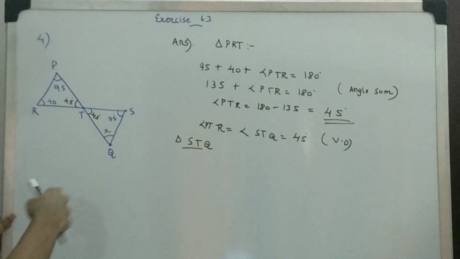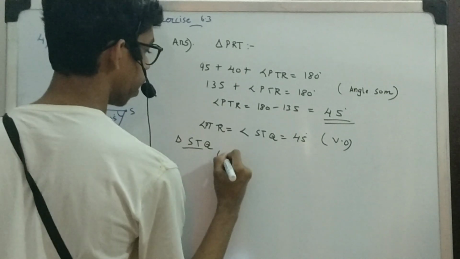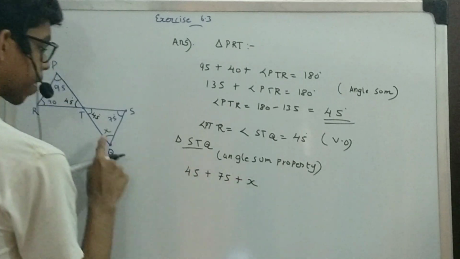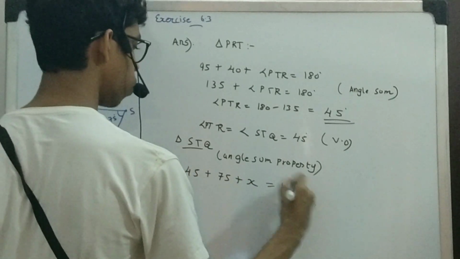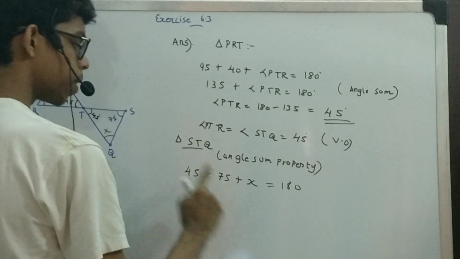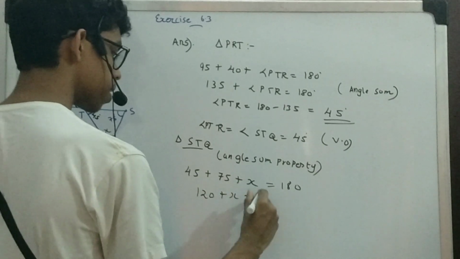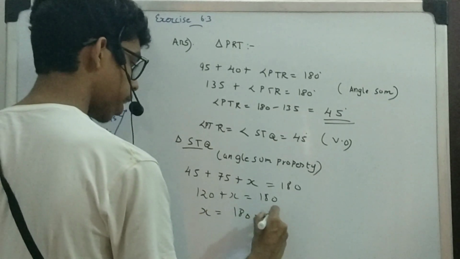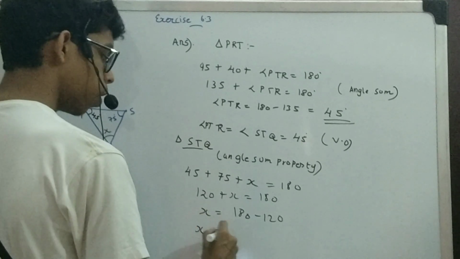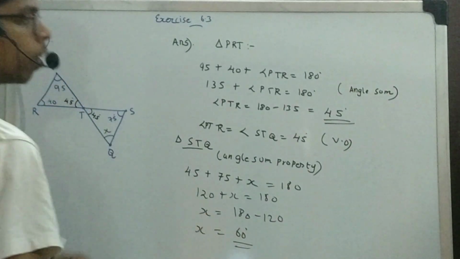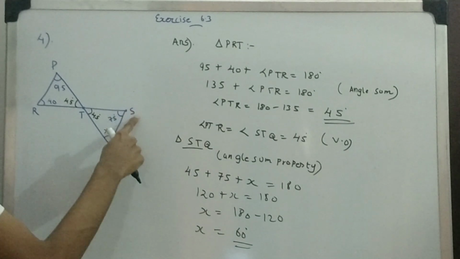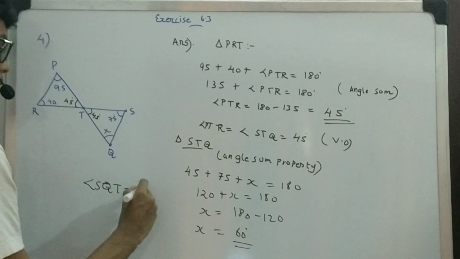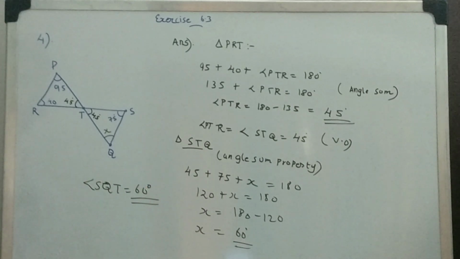Okay, we are considering the triangle STQ. So here also we can use our angle sum property of triangle. So we can write 45 plus 75 plus x, that is what we need to find, is equal to 180 degree. So 45 plus 75 which is 120 plus x is equal to 180 degree. So from here you will get x is equal to 180 minus 120. So 180 minus 120 is 60 degree. Okay, so from here we found the value of angle SQT. Angle SQT is equal to 60 degree. Okay, I hope it is clear.